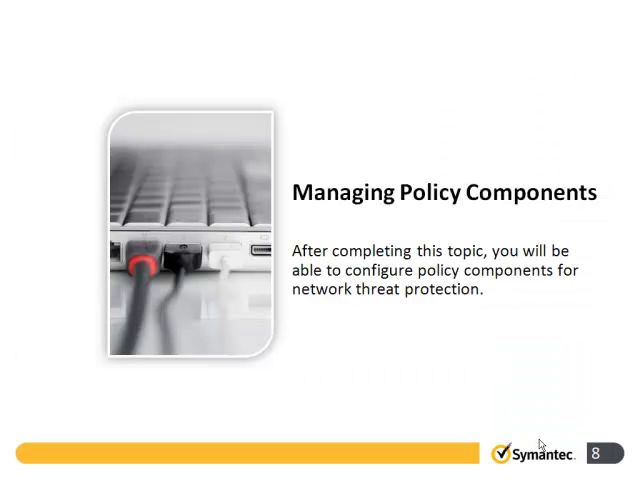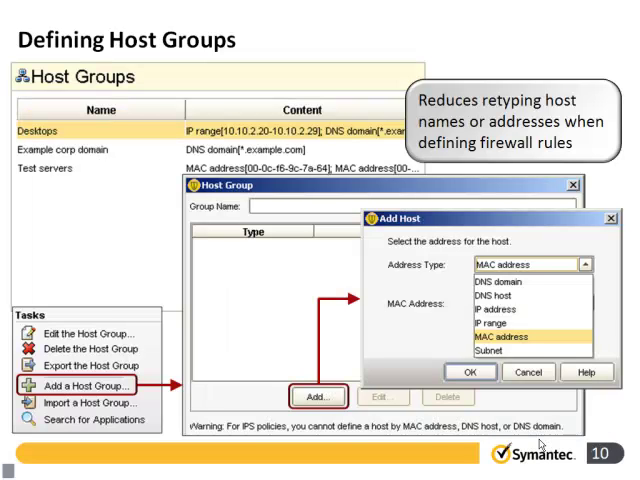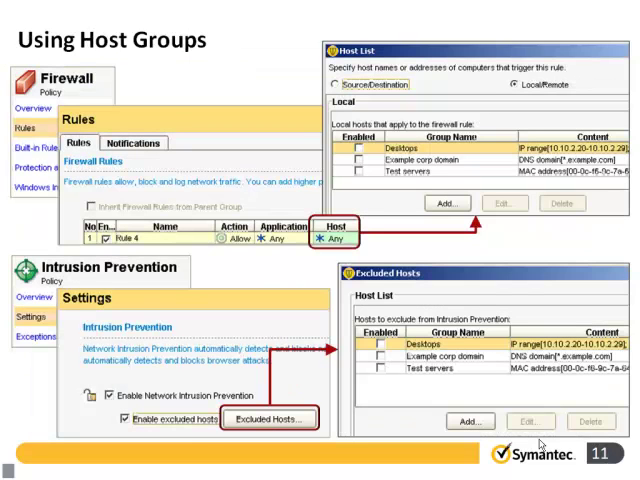So managing policy components. There are additional components that are available to help with the network threat protection. We've got host groups and fingerprint lists, the network services and adapters, and the hardware devices that we can manage. We could define certain host groups. It's sometimes useful to group together certain hosts under a certain reference, and they could then be applied to, maybe, the firewall rules. Here we're defining host groups under the firewall. We saw this a little bit earlier.